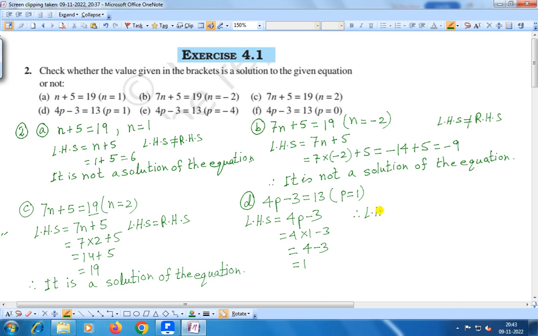Therefore left hand side is not equal to right hand side. Therefore we can say it is not a solution of the equation.